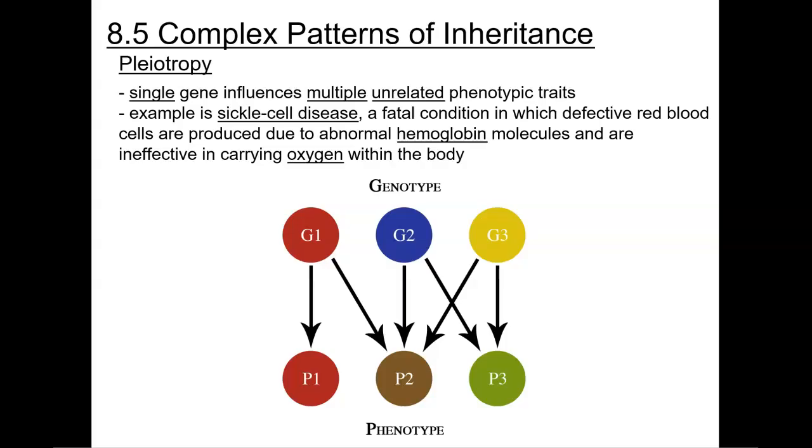Pleiotropy is going to be a single gene that influences multiple unrelated phenotypic traits. An example of this would be sickle cell disease. That's going to be a fatal condition in which defective red blood cells are produced with abnormal hemoglobin molecules and are ineffective at carrying oxygen within the body. This is done through one amino acid or one base pair mutation.